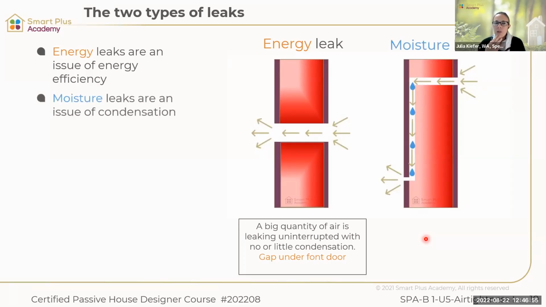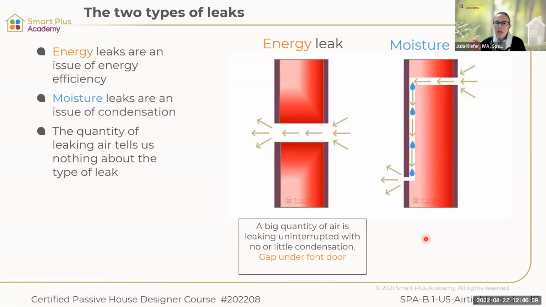And the second one are moisture leaks, and they are an issue of condensation. So now you have less air leaking at a slower pace. So in this case, it's a small leak. The air has a lot of time to cool down. And when air cools down, it reaches its dew point. And that means moisture can now form. In this case, it forms right behind that external surface and forms nice moisture here. And this is where you will see your mold, your rot, and everything in that structure.